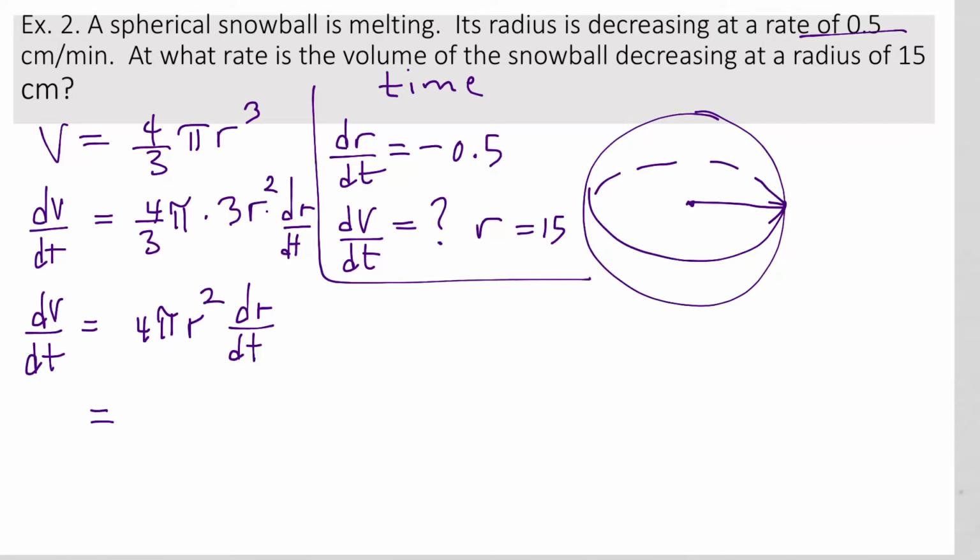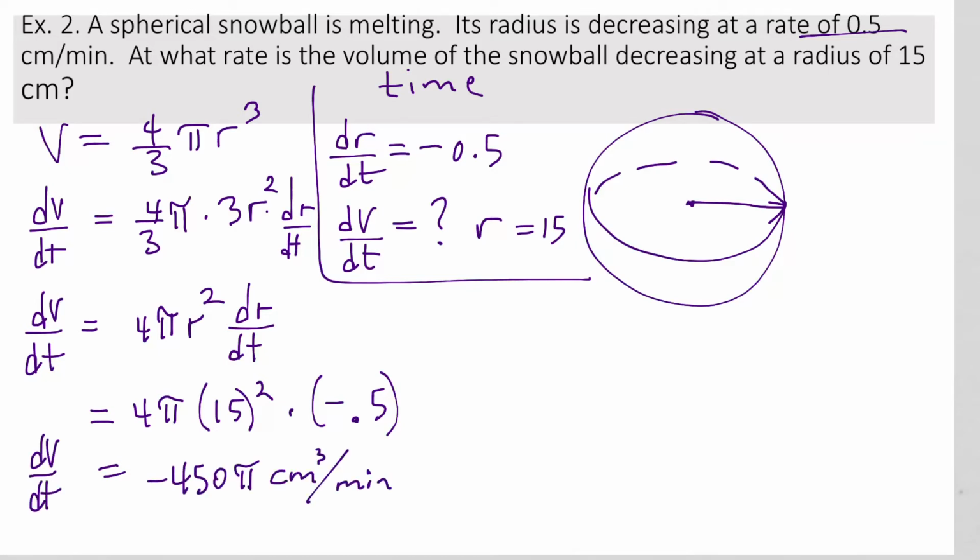At that instant, we want to know what the change in volume with respect to time is. So 4 pi times the radius of 15 squared times the change in radius with respect to time, which we're given as negative 0.5. So if I calculate that number, I get the change in volume with respect to time is negative 450 pi centimeters cubed per minute.